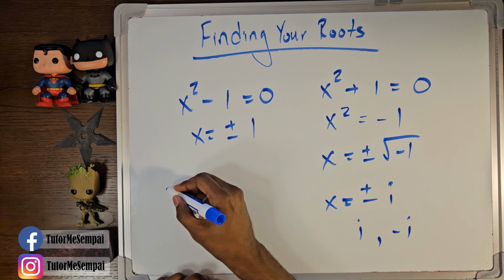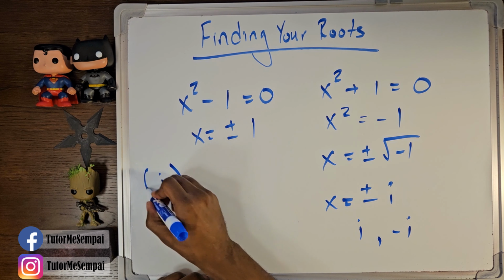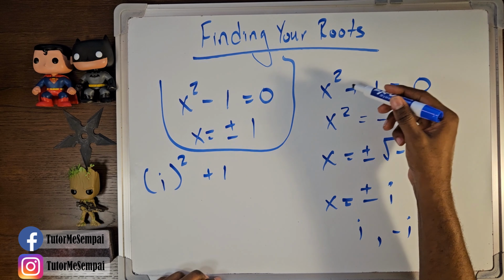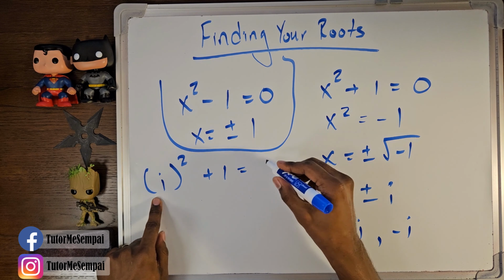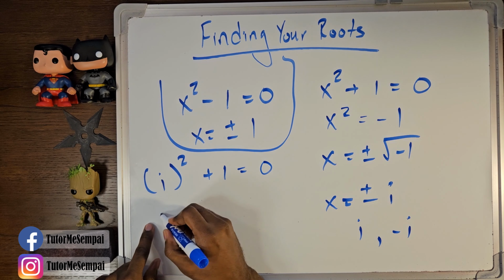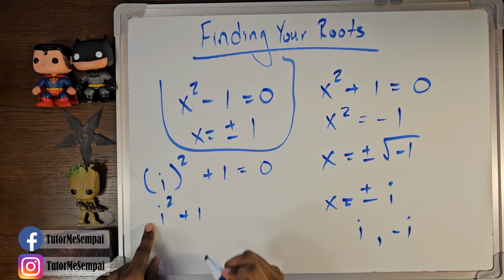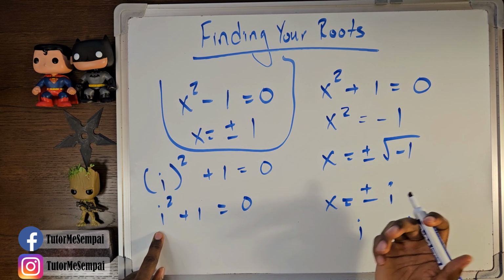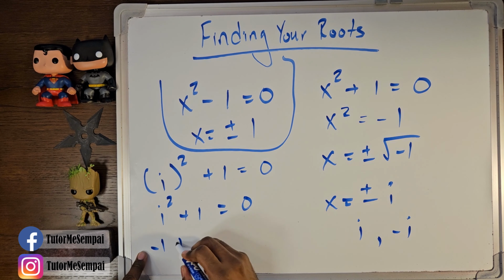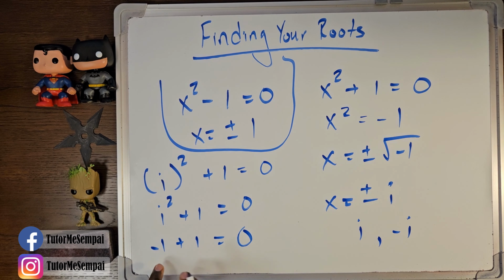If we were to plug an i into our x squared plus 1, we would get what? i squared plus 1. And what is i squared? Well, i squared is negative 1, so we have negative 1 plus 1. And does negative 1 plus 1 equal 0? Yes. So we know that that one pans out.